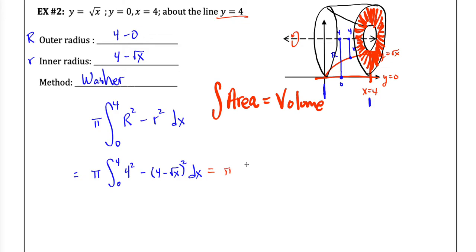Okay, so I've got pi times the integral 0 to 4, and I'm going to simplify this. 16 minus 16, so that cancels out. Oh no, I suppose I better write it. Okay. Fine. So 16 minus 8 root x plus x.